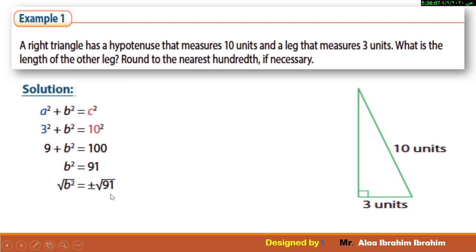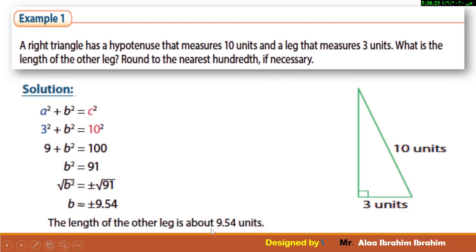I told you, if you have a square root, you have to consider the sign. You have something here, positive or negative. But I'm dealing with a side, and the distance is always positive. So the square root will be 9.54. I told you, you have to round to the nearest hundredths. So your result will be 9.54. This is your answer.